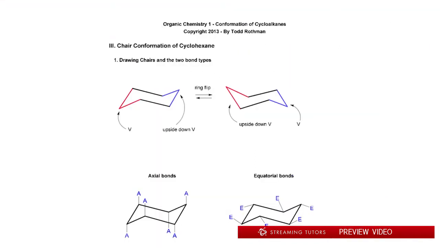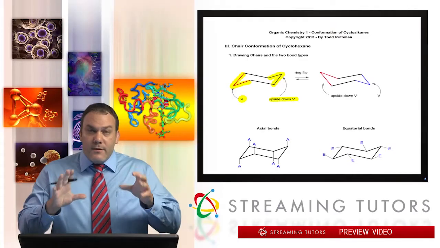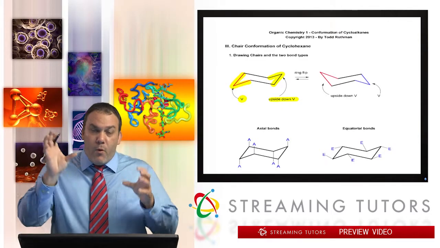The first thing I want to talk about is how do you draw chair conformations? Notice this indication of a V and an upside down V. That is what you want to look for. When you're looking at a structure on paper, if it's drawn out for you, you're going to look for a V and an upside down V, and that's going to illustrate the different points of this.